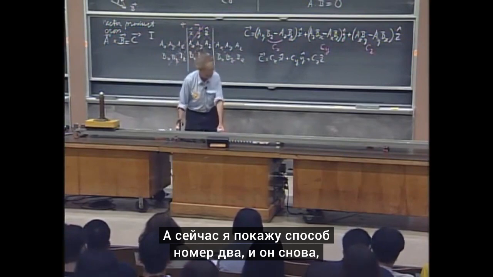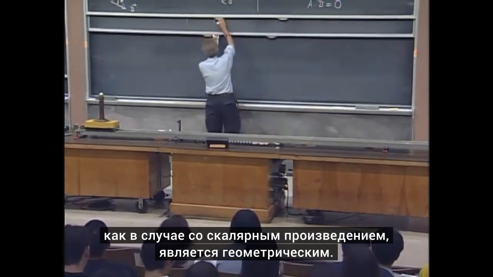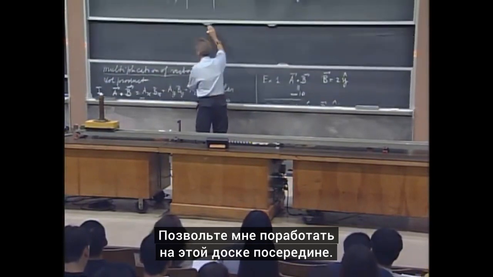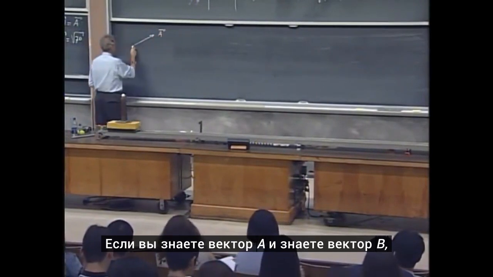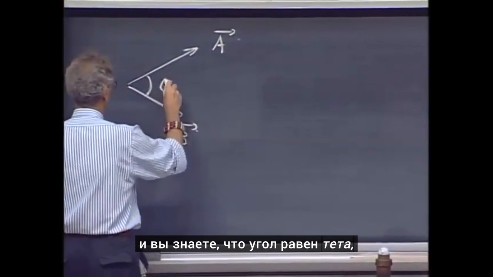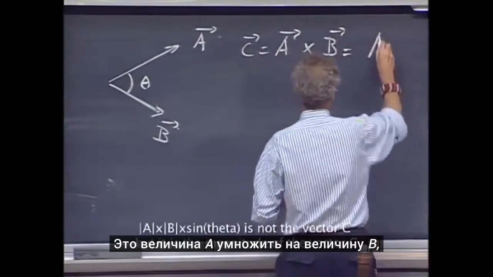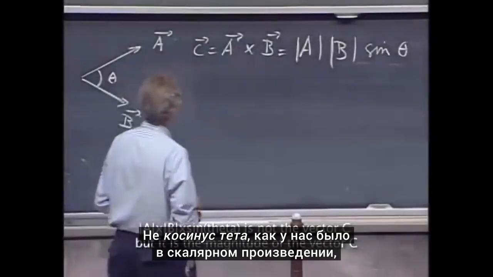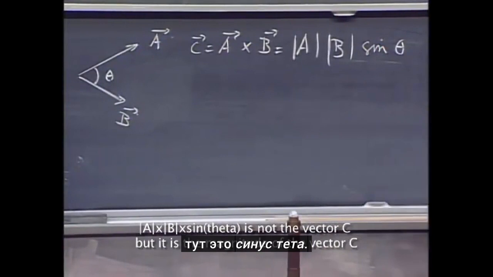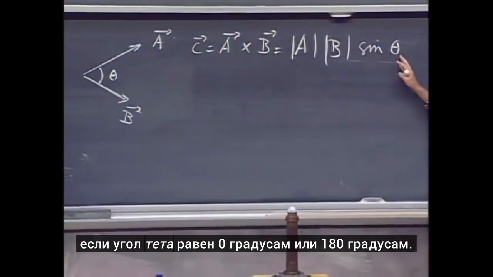Method number 2 is again, as we had with the dot product, a geometrical method. If you know vector A, and you know vector B, and you know that the angle is theta, then the cross product, C, equals A cross B, is the magnitude of A times the magnitude of B times the sine of theta. Not the cosine of theta as we had before with the dot product. It is the sine of theta. So you can already immediately see that this will be 0 if theta is either 0 degrees or 180 degrees, whereas the dot product was 0 when the angle between them was 90 degrees.